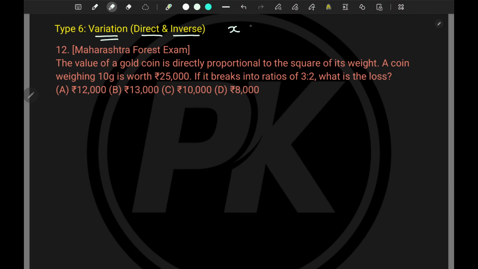So let's say x is directly proportional to y. Generally we write it in these terms, and if we have to add an equal sign, then we have to add a proportionality constant, let's say k, and then x is equal to ky. Similarly, let's say x is inversely proportional to y. In that case also, if we want to add an equal sign, then we have to add the proportionality constant k, and this y will be as it is. So remember these two concepts if you are not aware of them.